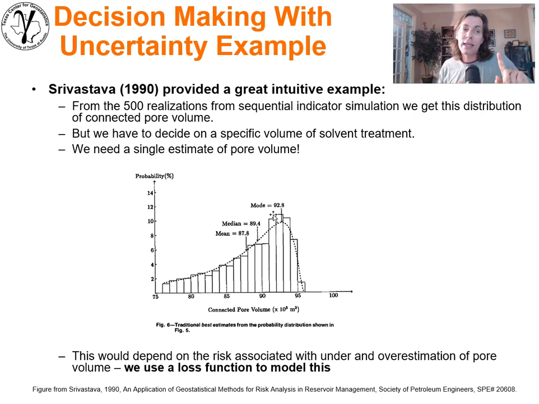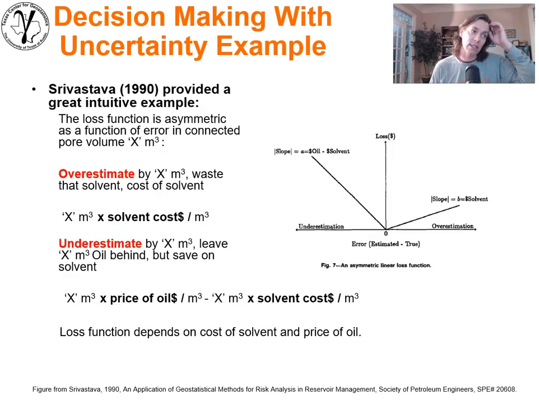Now, we have to give one answer for the amount of solvent to inject. We have to give one value. Even though we have this uncertainty distribution, I cannot go to the operations and say inject this much solvent between 75 to 95,000 cubic meters of solvent. That would not be possible. We have to give a single value. We have to use a loss function to make a single best estimate given the cost of over and underestimation.